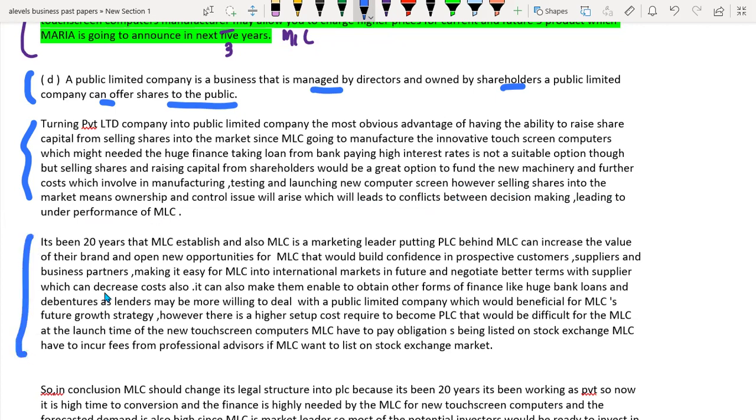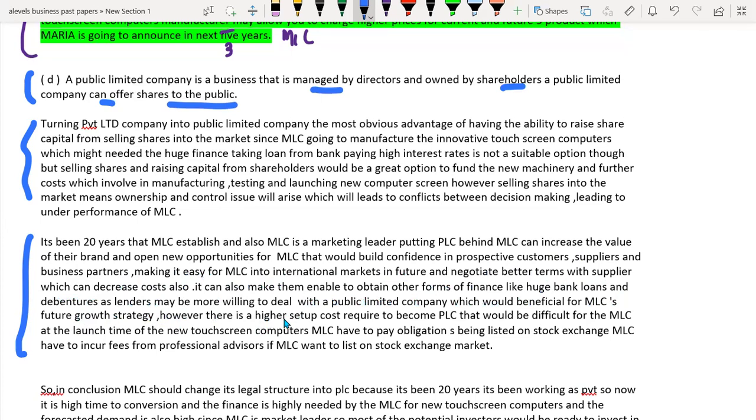And the second paragraph would be that it has been 20 years since MLC was established, and MLC is also a market leader. Becoming a PLC can increase the value of their brand and open new opportunities for MLC. It would build confidence in prospective customers, suppliers, and business partners, making it easy for MLC to get into international markets in future and negotiate better terms with suppliers, which can decrease costs also. It can also make them able to obtain other forms of finance like huge bank loans and debentures, as lenders may be more willing to deal with a PLC, which would be beneficial for MLC's future growth strategy.